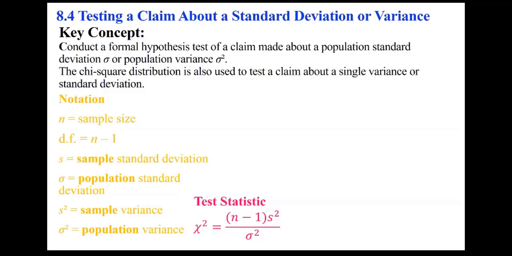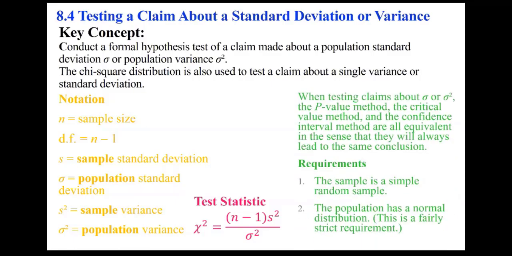The notation is very straightforward. N is again sample size, degrees of freedom is n minus 1, s is the sample standard deviation, sigma is the population one, s squared is the sample variance, sigma squared is the population variance. In this case, the p-value method, the critical value method, and the confidence interval method are all equivalent. However, it's important to see that due to limitation of a table, using those may not be easy, but you can do it by technology.